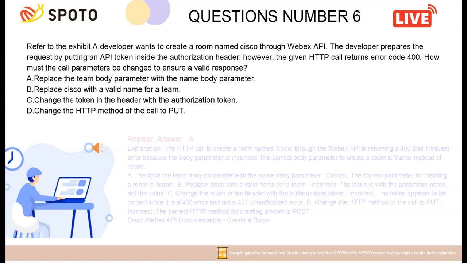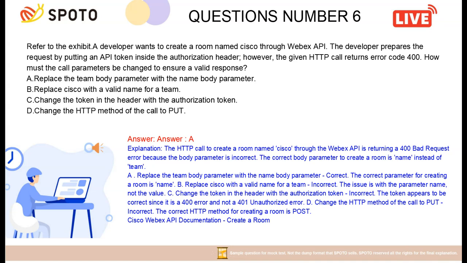Answer, A. The HTTP call to create a room named Cisco through the WebEx API is returning a 400 bad request error because the body parameter is incorrect. The correct body parameter to create a room is name instead of team. A. Replace the team body parameter with the name body parameter, correct. The correct parameter for creating a room is name.